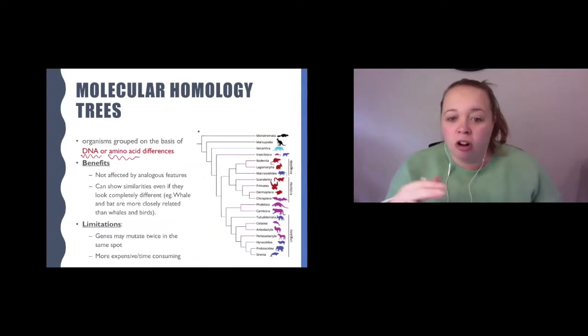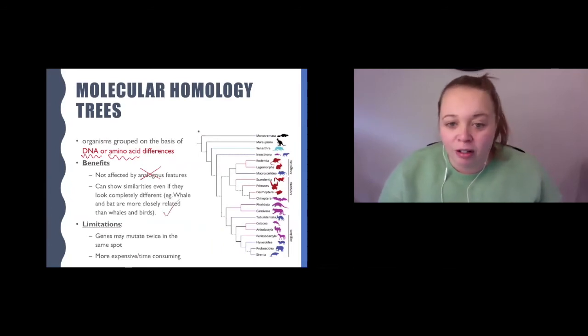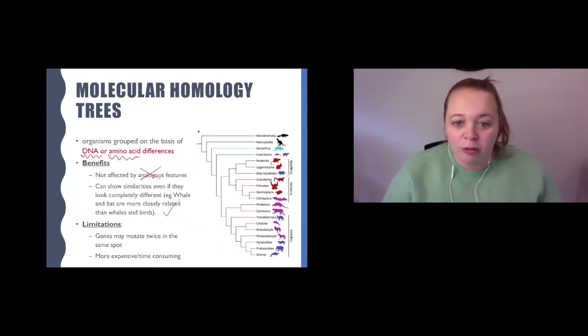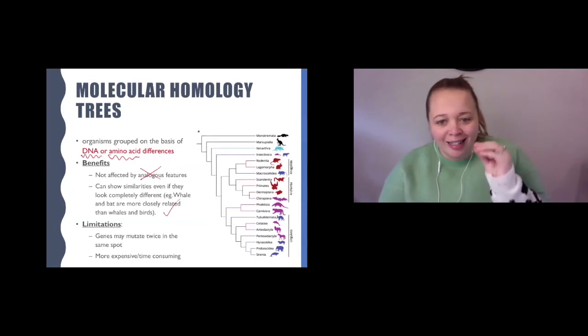These are not affected by analogous features. Really good. They also can show similarities if you look completely different. So a whale and a bat, you'll find out they're way more closely related than a whale and a bird, or a bat and a bird, because it's all hidden in their DNA and hidden in their protein structure.